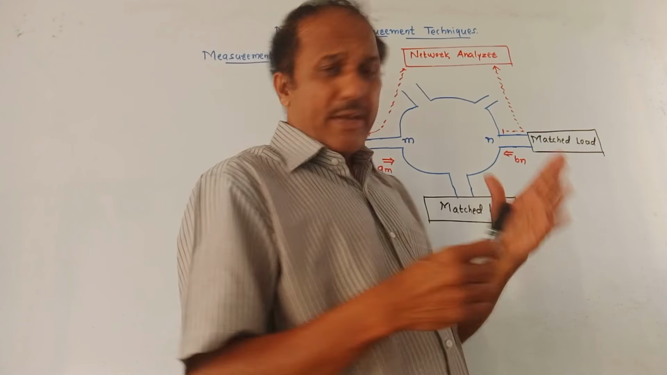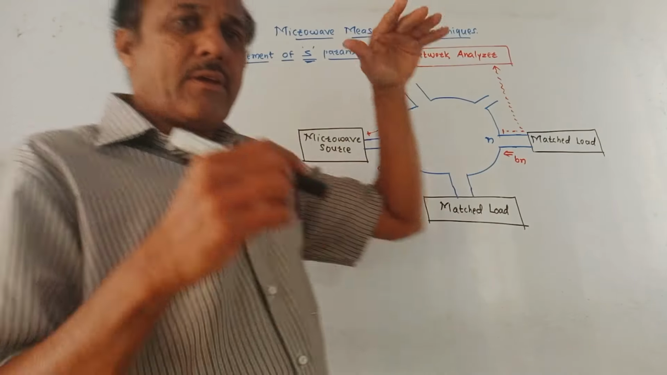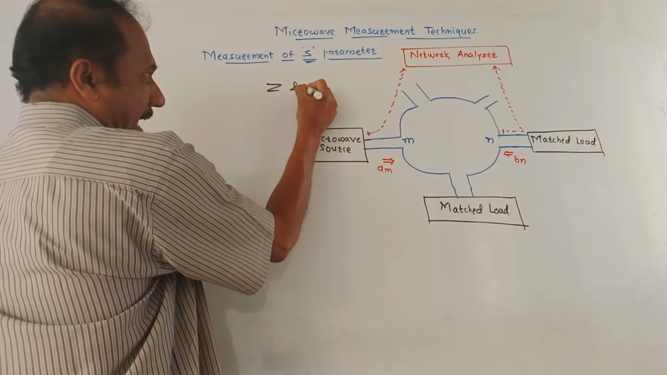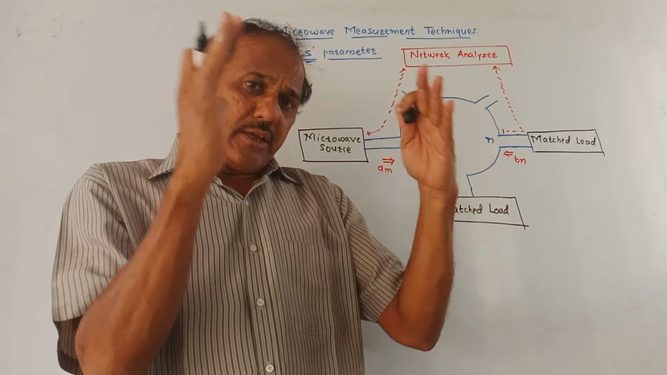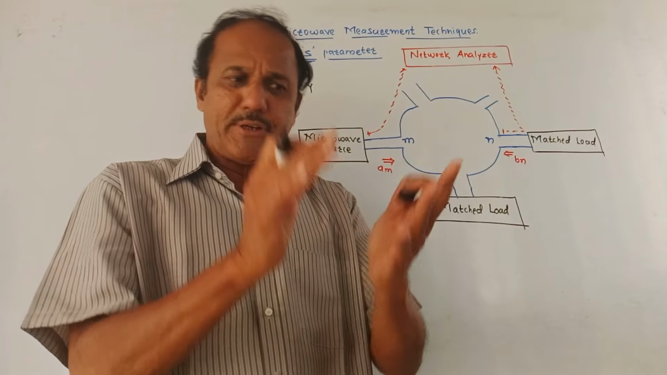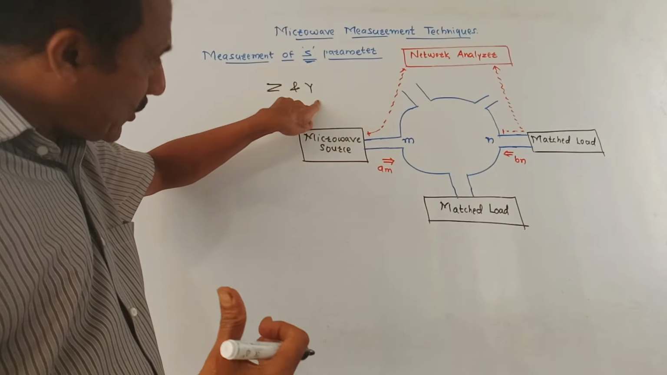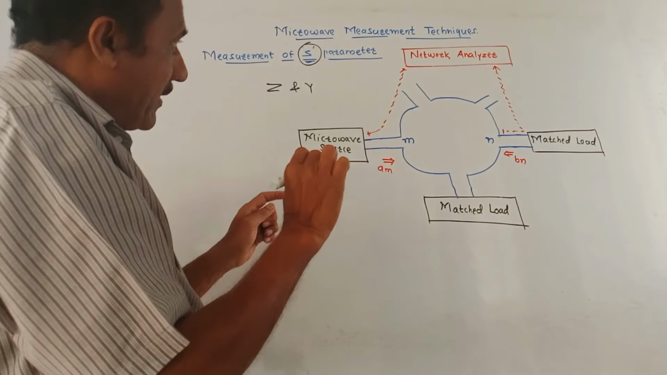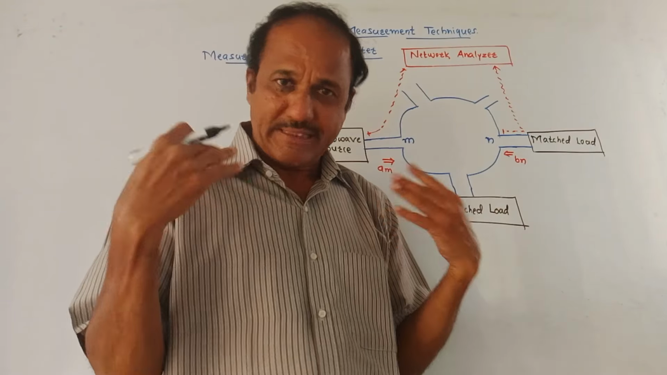Next part is microwave measurement techniques. Let us first discuss measurement of S parameters. In normal electrical circuits, impedance, that is Z parameters, and admittance, that is Y parameters, are measured. But in the case of microwaves, due to higher frequencies, it is not possible to measure current and voltages at such a high frequency. So these parameters are not used. Rather, in the case of microwaves, S parameters are used. Now there is one device called a network analyzer, which gives the measurement of S parameters directly.